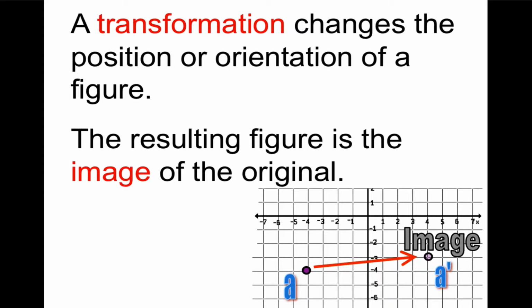And we denote the image of A by writing A prime. So that little mark, it's not an exponent, it's similar to an apostrophe, and it's read as prime. So that's why we have Optimus Prime, would be after Optimus is transformed, right? So the image is called A prime.